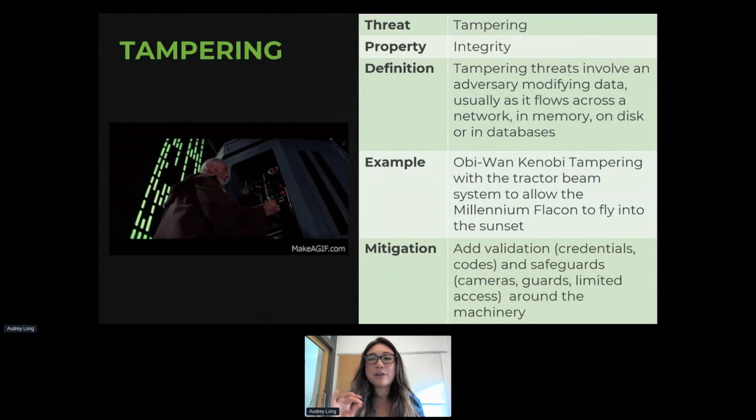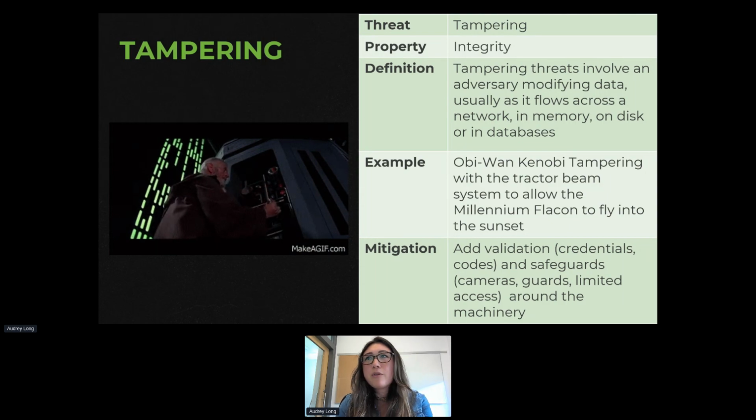Now, T stands for tampering, and this is a property of integrity, where tampering involves an adversary modifying data, usually as it flows across the network, in memory, on disk, or in a database. So the immense size of the Death Star brings with it the challenge of ensuring the integrity of its own components. Tampering threats could target critical systems or manipulate important data, leading to disastrous consequences. Implementing tamper-proof technologies and continuous integrity checks would be essential in mitigating this risk.